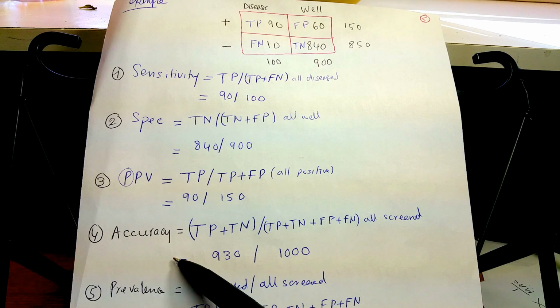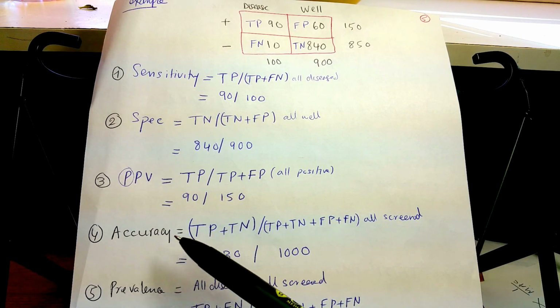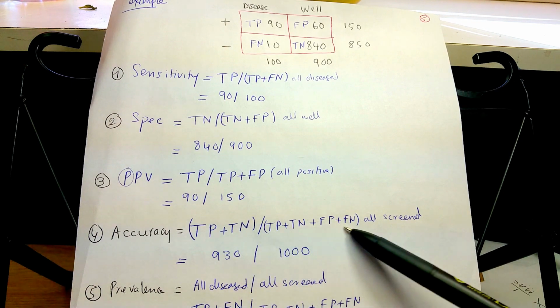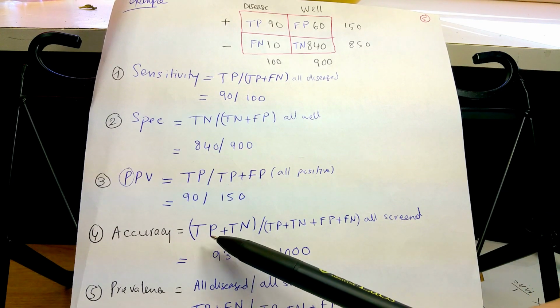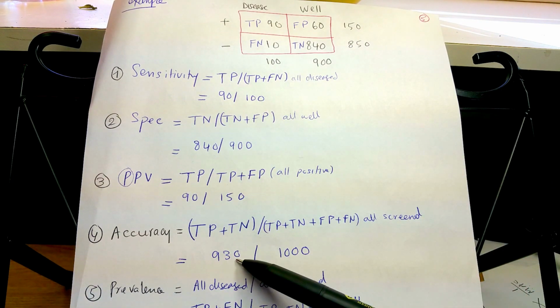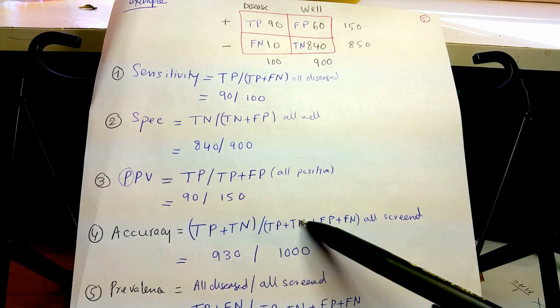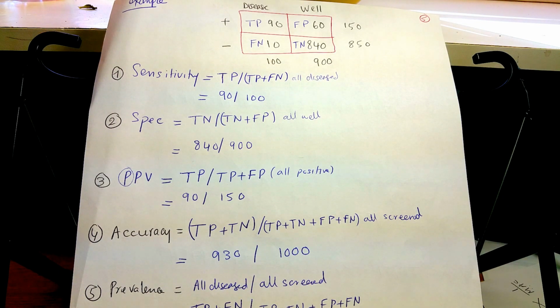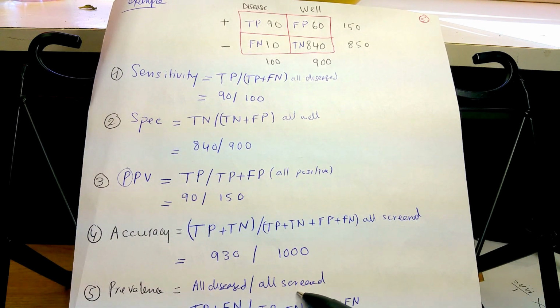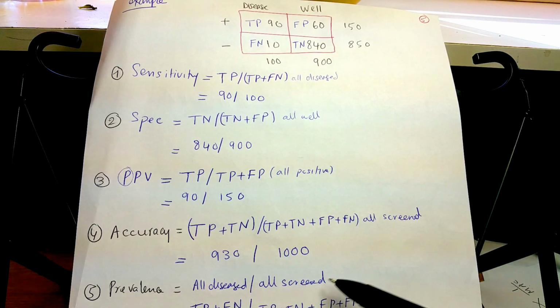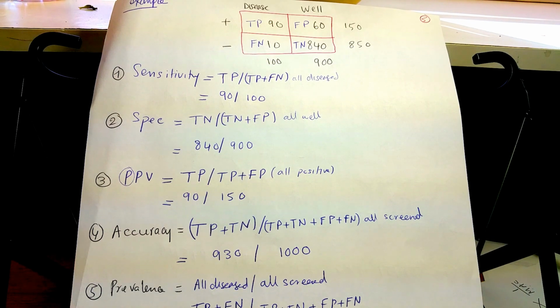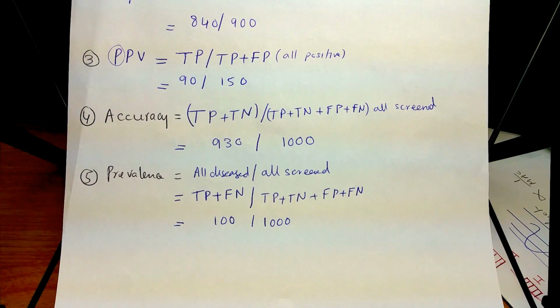How about accuracy? We want all the true results among all the screened results. So all the true results, true positive plus true negative, divided by all the screened. If you count these all, that's what you'll get. What's the prevalence? The all diseased divided by all screened. So these are the all diseased, and then count everything, the all diseased, the all screened.